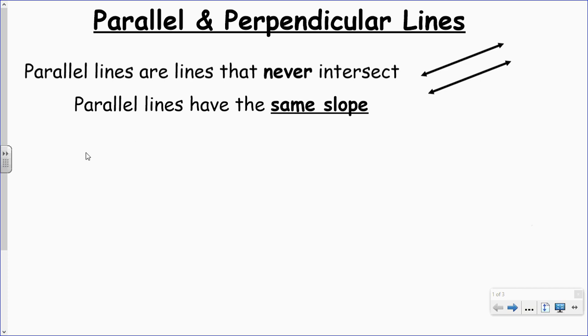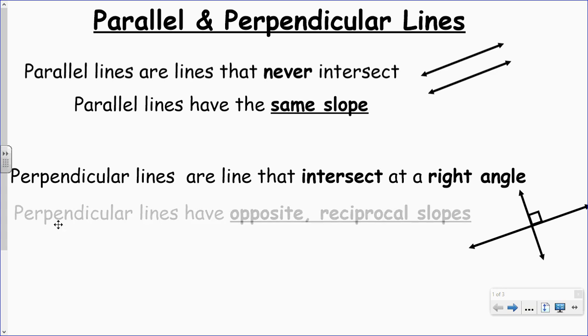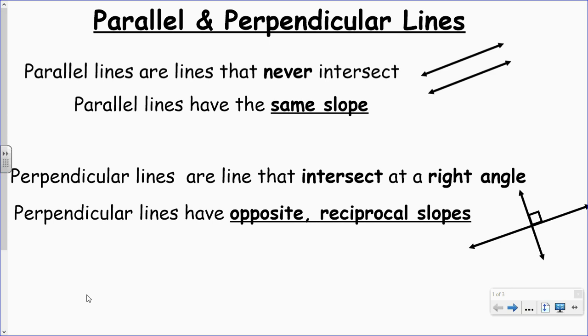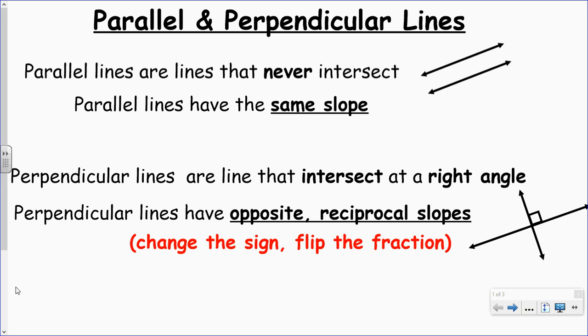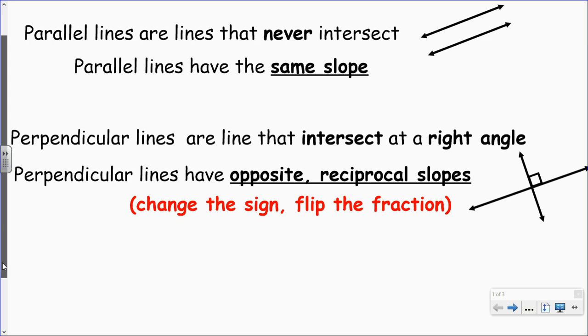Now, if we're talking about perpendicular. Perpendicular lines are lines that intersect at a right angle. So that means they cross, but they do more than just cross. They cross at a right angle. And so perpendicular lines have opposite reciprocal slopes. And what that means is that the slope's sign has changed. So one is positive, one is negative, and the fraction has been flipped. So like 2/3 and 3/2. And then the sign has to be changed. So for lines to be perpendicular, the slopes have to be one positive, one negative, and then the fraction has been flipped.